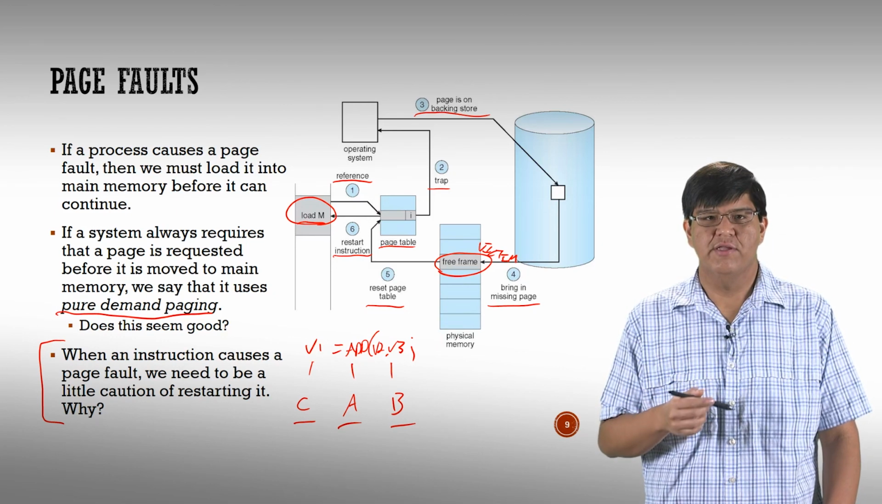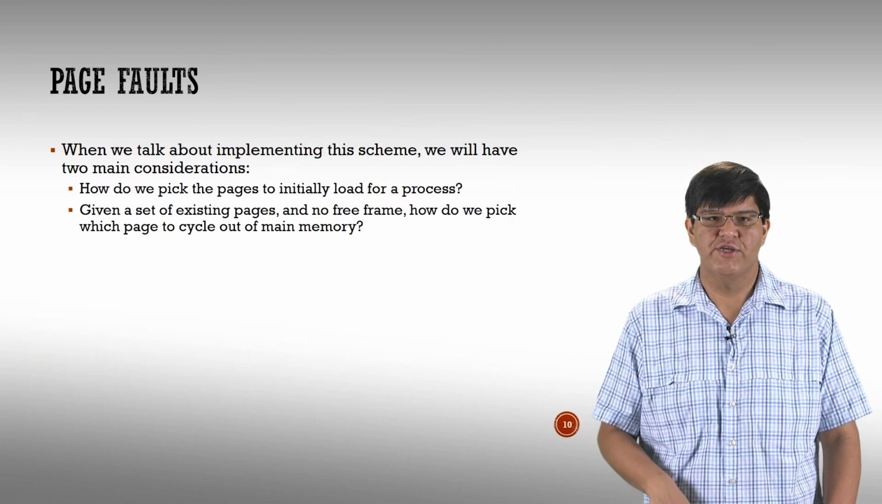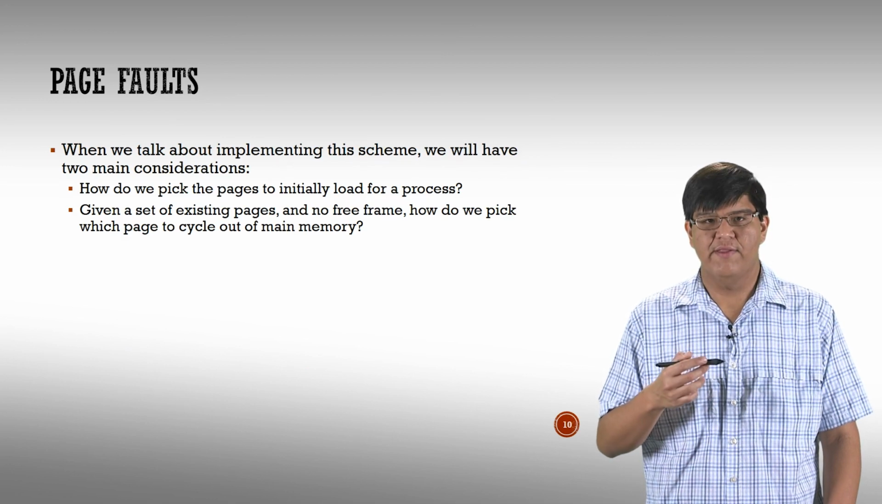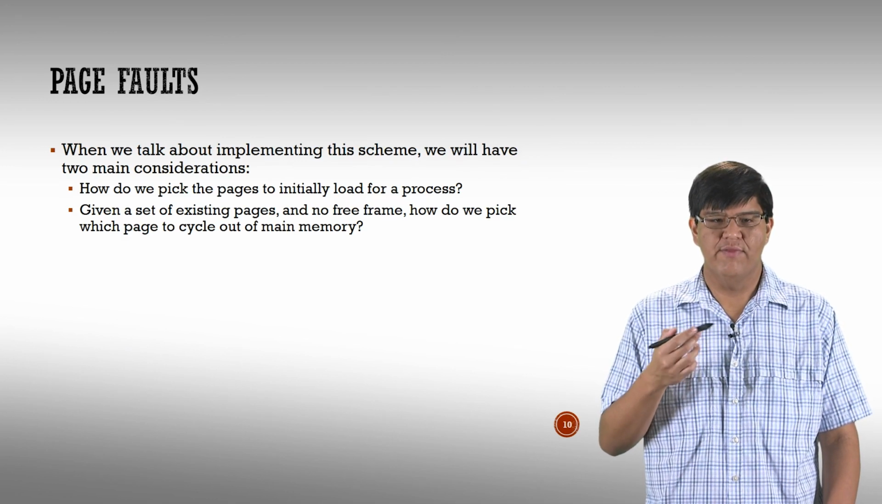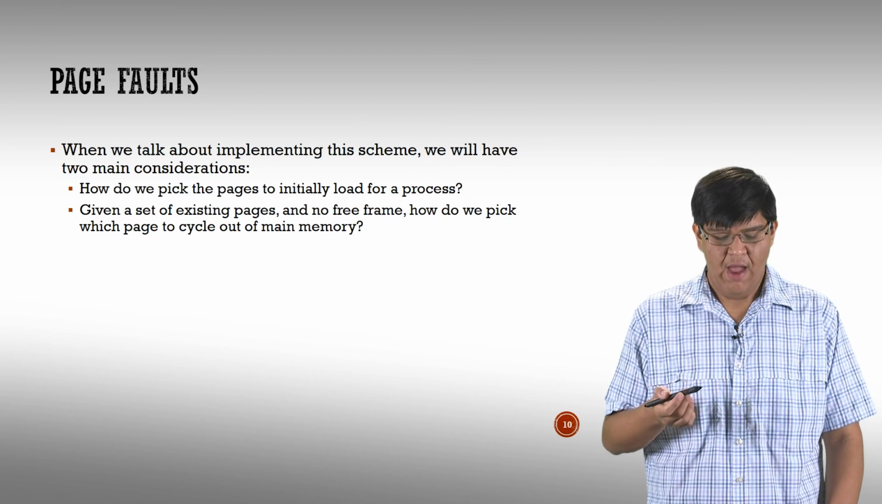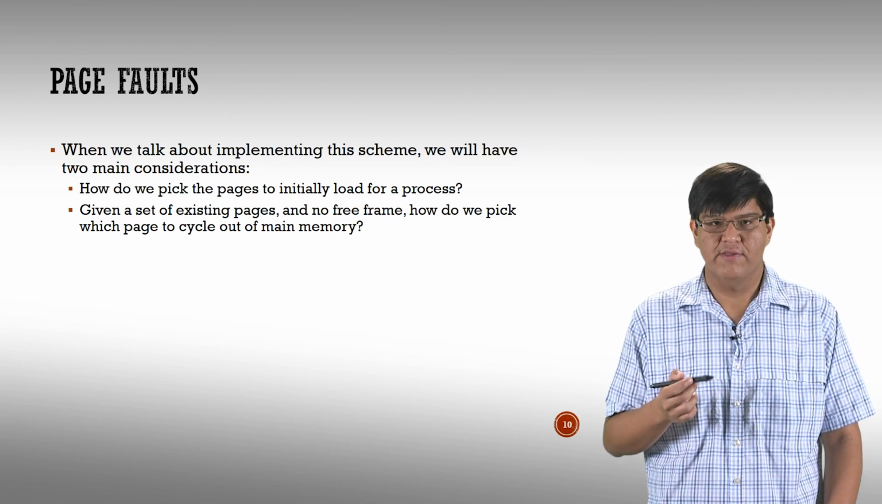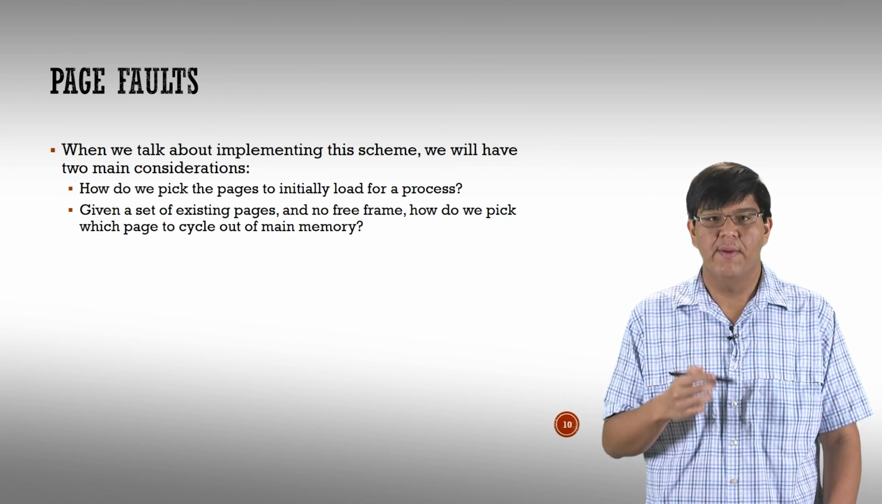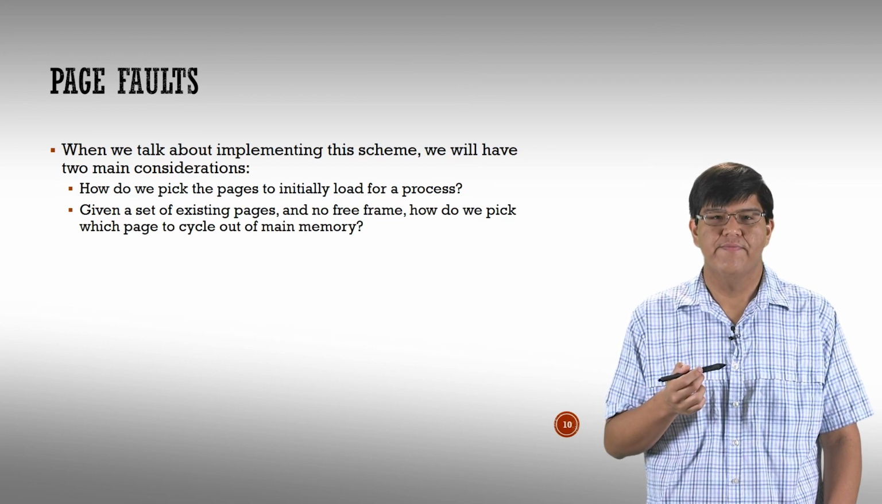Having gone through this main discussion, let's talk a little bit more about our selection of pages. So here are a couple of thoughts for an implementation, and maybe I'll walk through these with you guys. First, ask yourself, how do you pick the pages to initially load for a process? I already hinted at this before. See if you can remember, see if you can come up with it on your own.